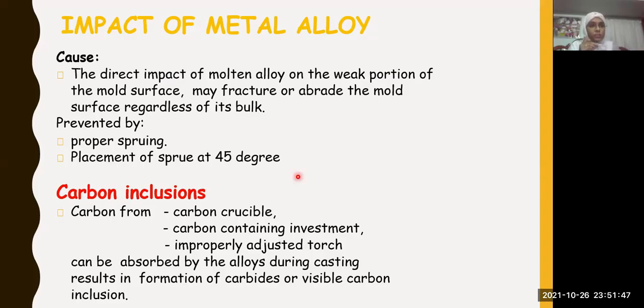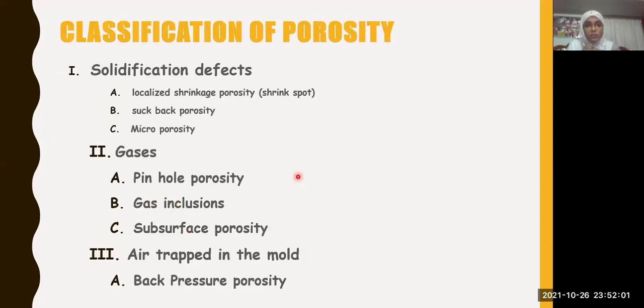And carbon inclusions come either from the carbon crucible, or from the investment, or from your torch, which you have not adjusted properly. All these can be the cause for carbon inclusions, which again can be a cause for the casting defect. Okay, so next is porosities.